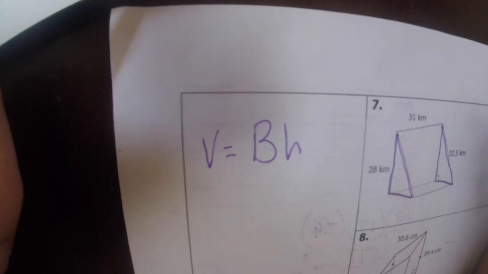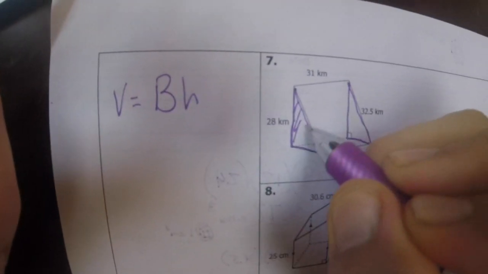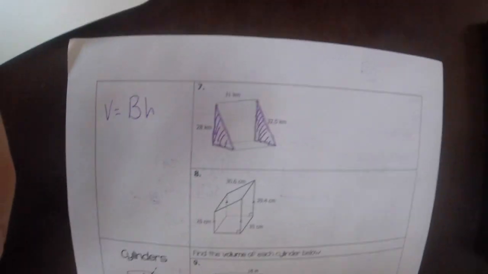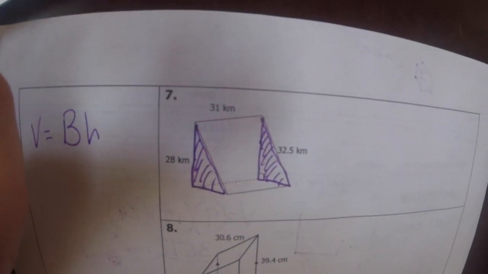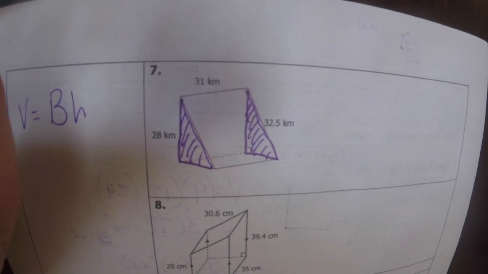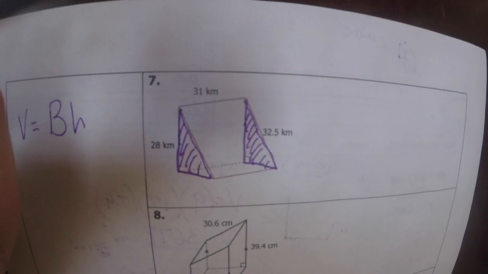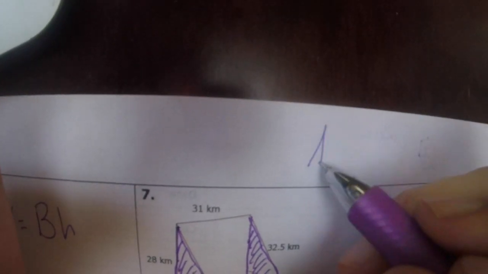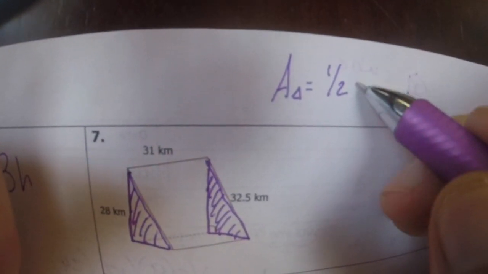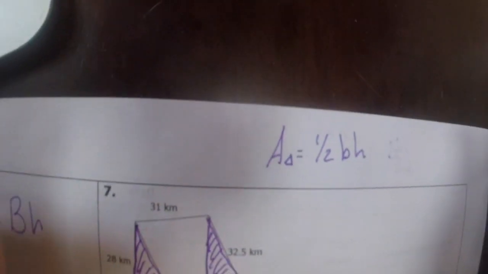So I have to find the area of these bases. How do I find the area of a triangle? Area of a triangle is 1/2 the length of the base times the height.